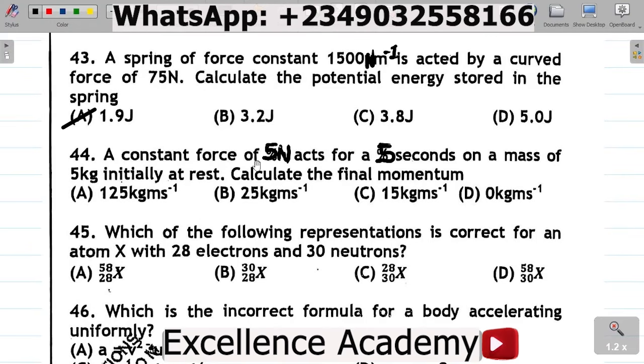Question 44. A constant force of 5 Newton acts for 5 seconds on a mass of 5 kilogram initially at rest. Calculate the final momentum. So option A there, 125 kilogram meter per second. Option B, 25 kilogram meter per second. Option C, 15 kilogram meter per second. Option D, 0 kilogram meter per second. How do we solve this question?